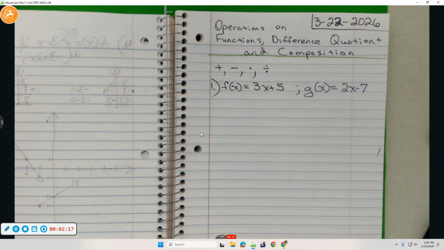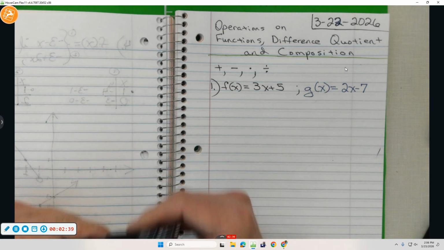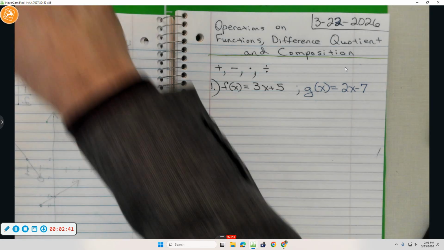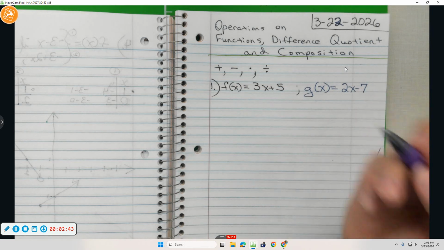You are to assume this is a polynomial. In particular, it's a binomial. You can plug any number you want in for x, any real number. You're going to get a real number, not an imaginary number, not a denominator of 0. They don't ask us for the domain of f and g, but it's still a good review. They want us to find f plus g, f minus g, f times g, and f divided by g.